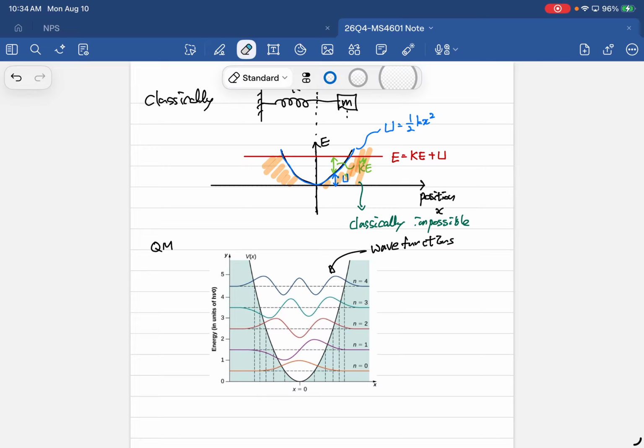What that means is that the energy is discrete now, because it is no longer continuous. The energy has to be this much, 1/2 h bar omega, and then the next one, and so on.